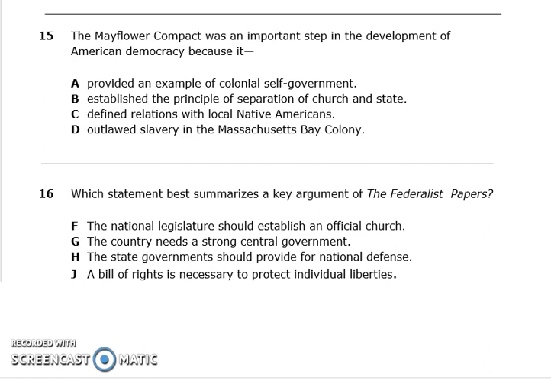16. Which statement best summarizes a key argument of the Federalist Papers? F. The national legislature should establish an official church. G. The country needs a strong central government. H. The state governments should provide for national defense. J. A Bill of Rights is necessary to protect individual liberties.